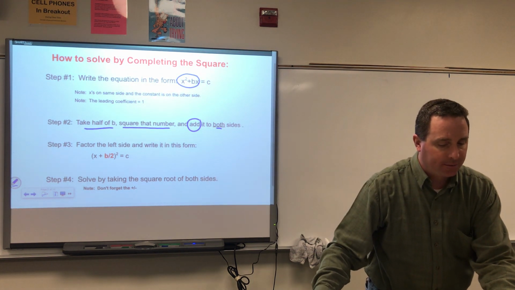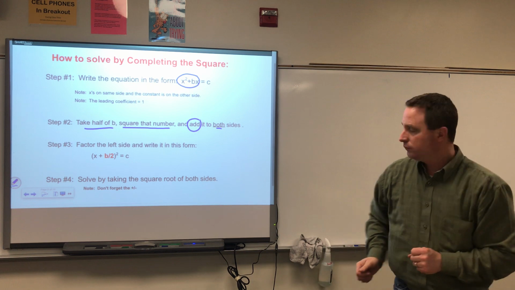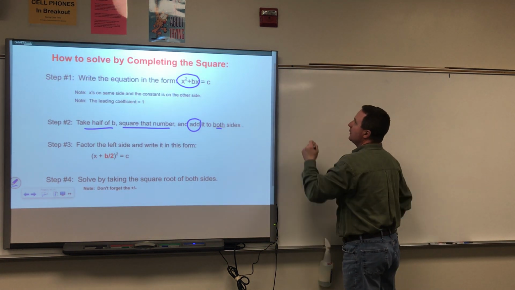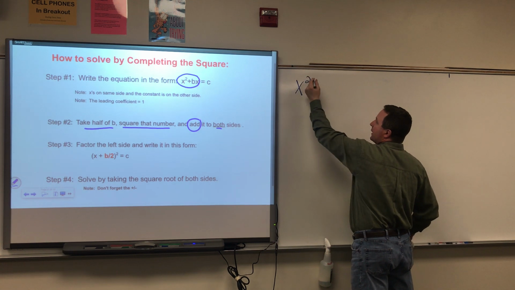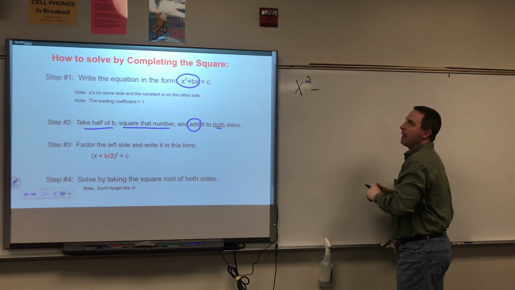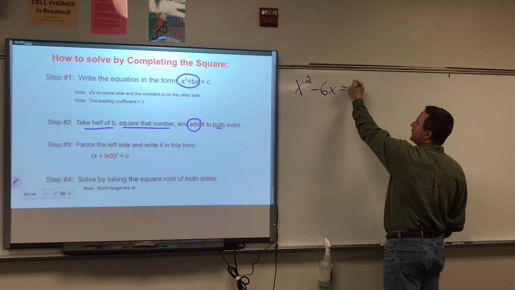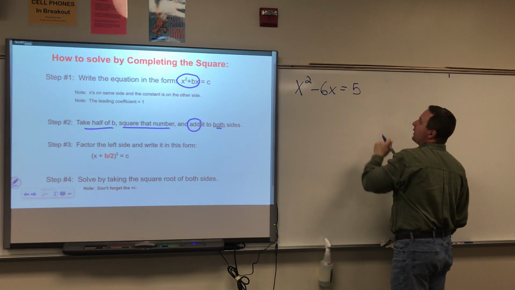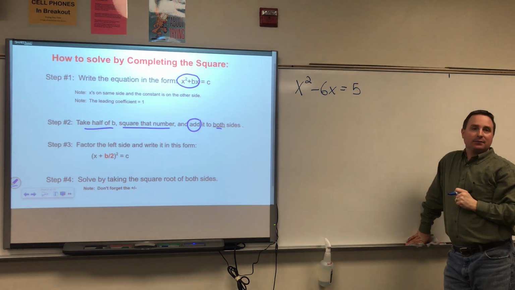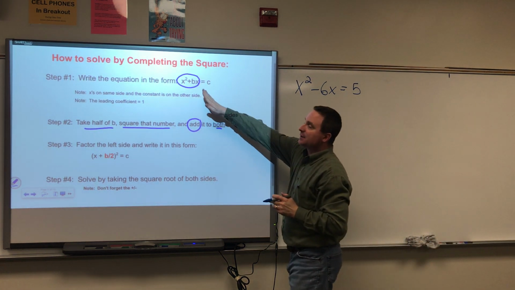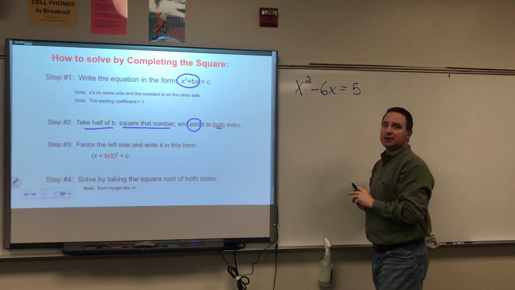Let's see here. What if I had... Let's try x squared minus 6x equals 5. Let's try that. Okay, this one's starting out in the proper form. I have my x's on the same side, the coefficient's 1, we're all good to go.